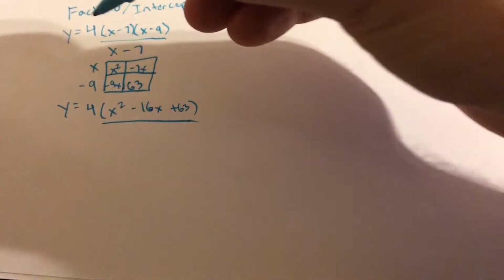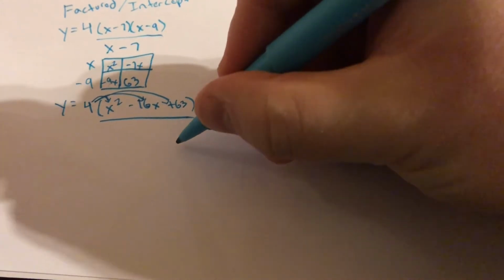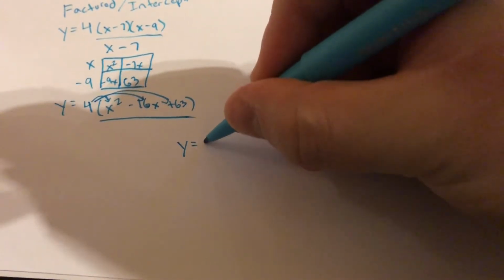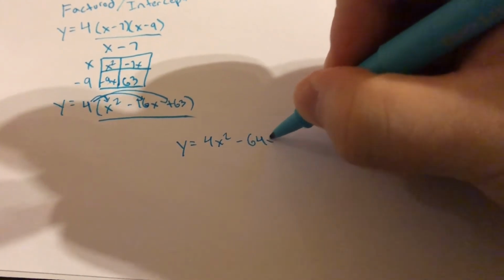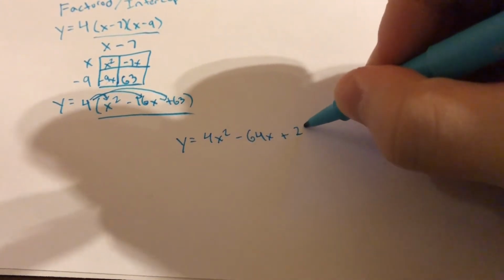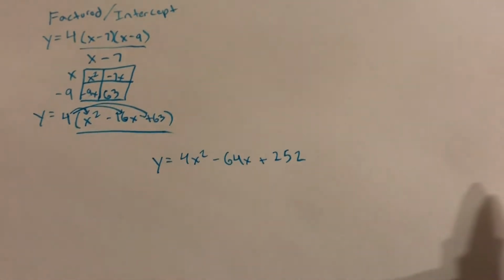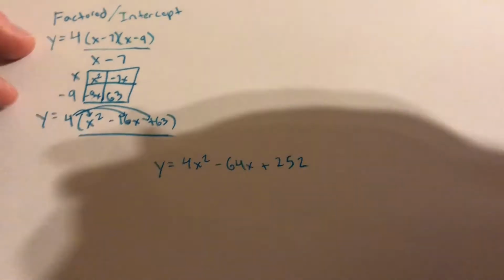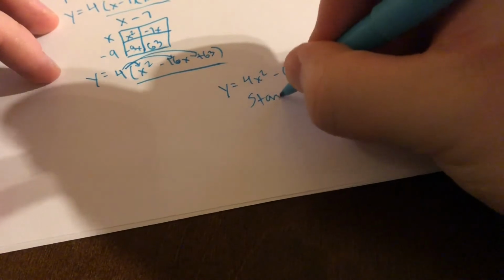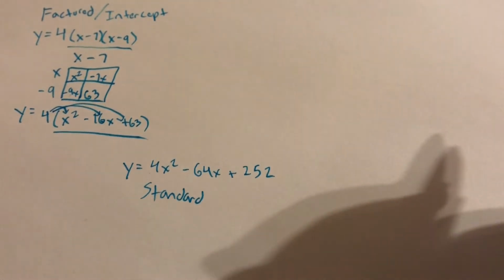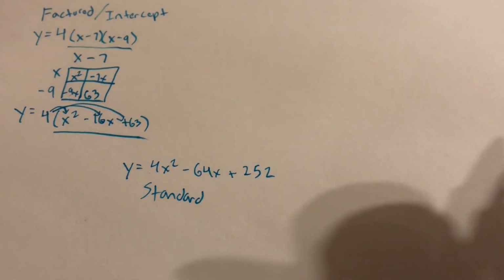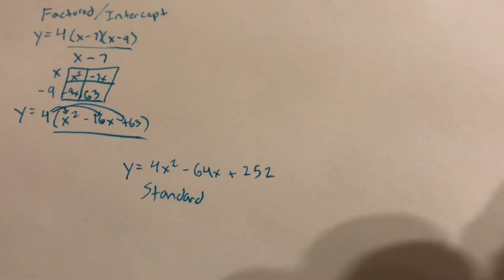And then all I have to do is distribute the 4 to make that last and final conversion to standard form. It's going to be y equals 4x squared minus 64x plus 252. And there you have it. This is standard form. We'll talk more in another video about what these different forms reveal to us about the graph.